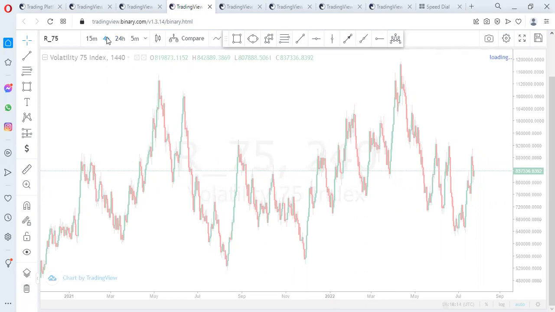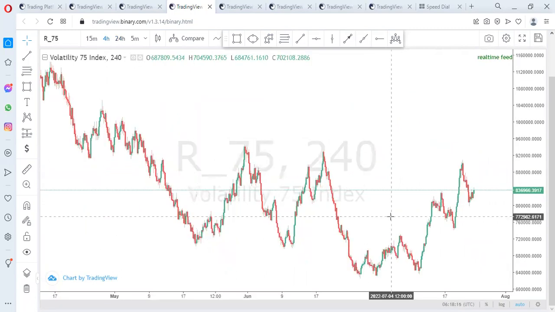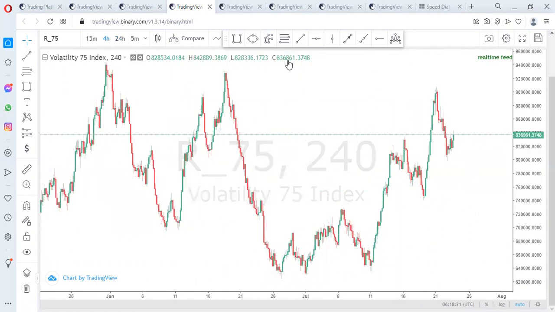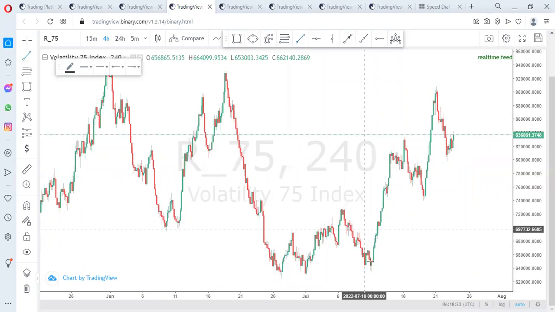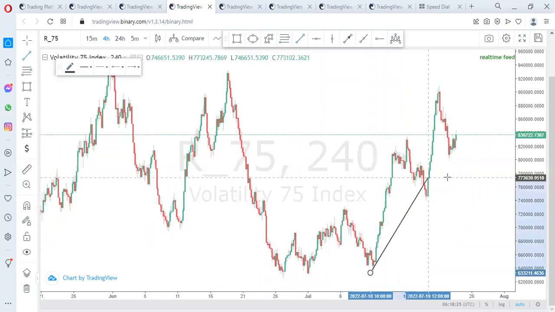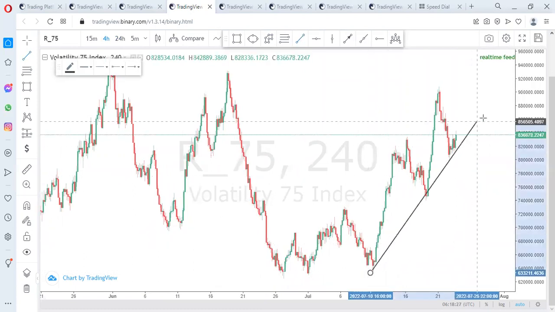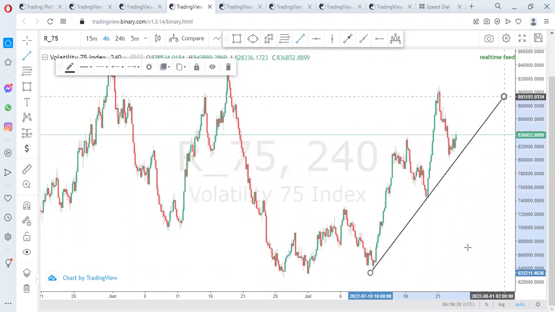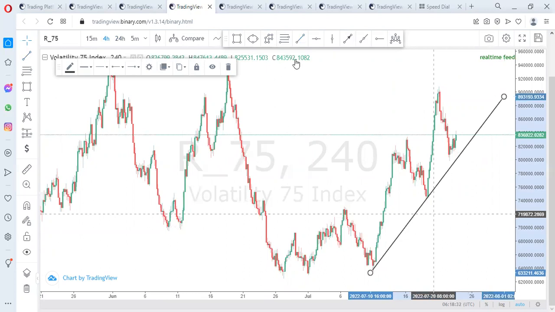On the 4 hour time frame, you can see it has started creating higher highs and higher lows, higher highs, higher lows, which is a very good characteristic of a bullish market. So we actually missed this buy.